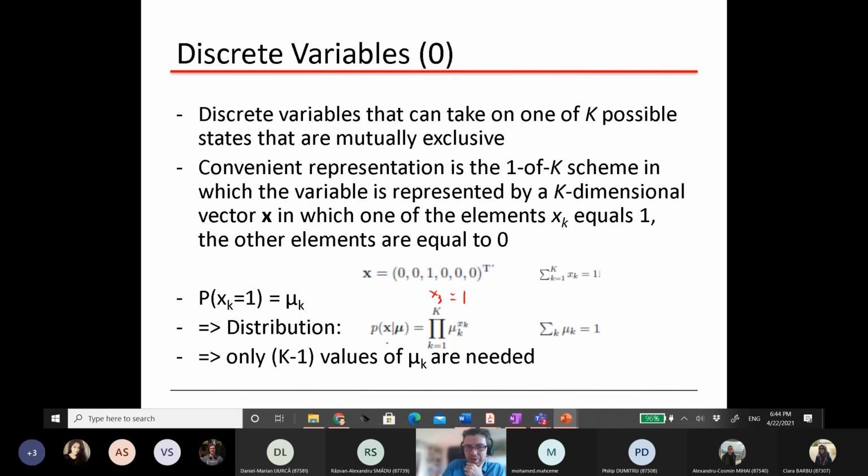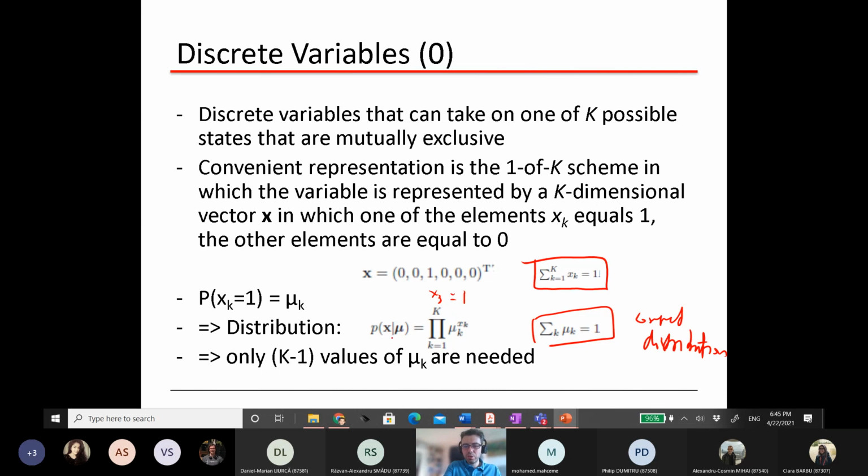Therefore, the distribution for a discrete variable, probability p of x given mu, where mu is an array, can be expressed as the product of mu k power xk, with the following observations. We are using one hot encoding, therefore only one xk is equal to 1. All the other ones are equal to 0. And the other observation is that mu should be a correct probability distribution. Therefore, in order to be a correct distribution, summing up over mu k should be equal to 1.